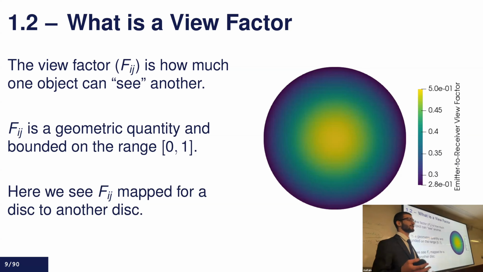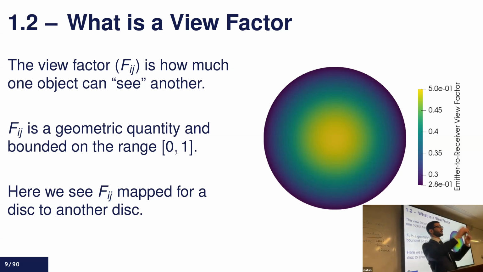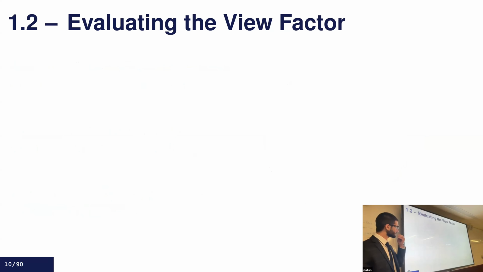This is a visualization just to give you a sense of what we're looking at. Picture two circles that are separated by some distance. The center of a circle intuitively can see the other circle more than the boundary of that circle can. Or conversely, the boundary is exposed more to everything else than the center. So that's our view factor.